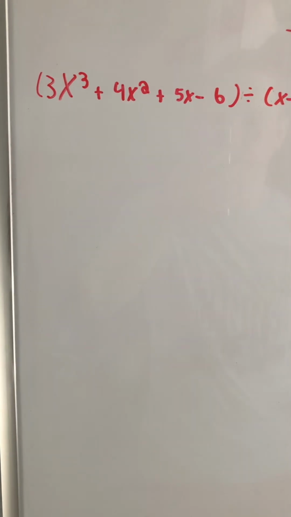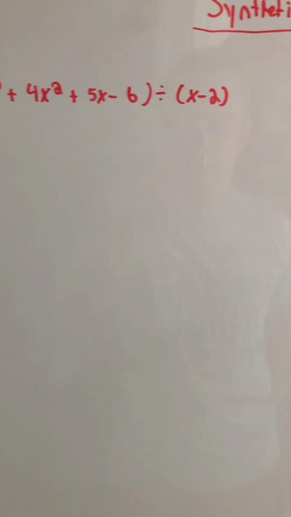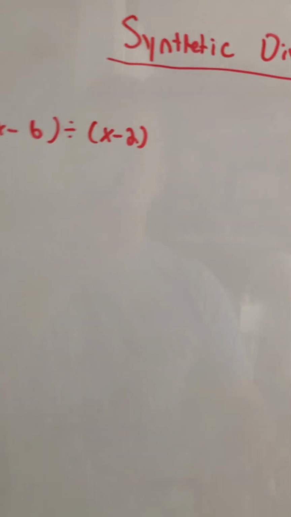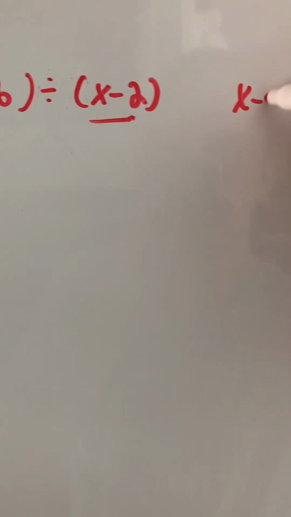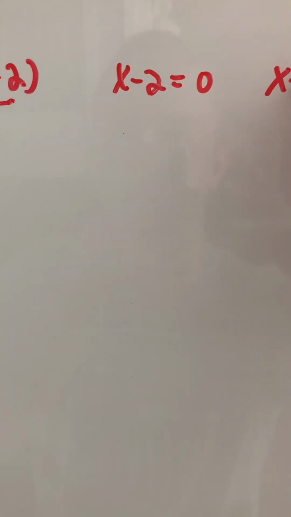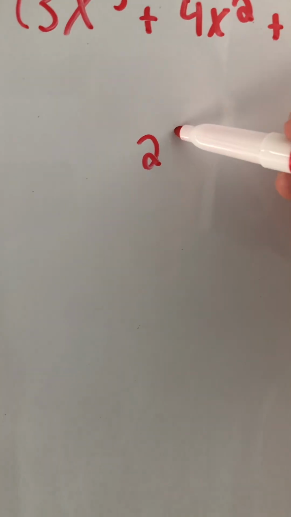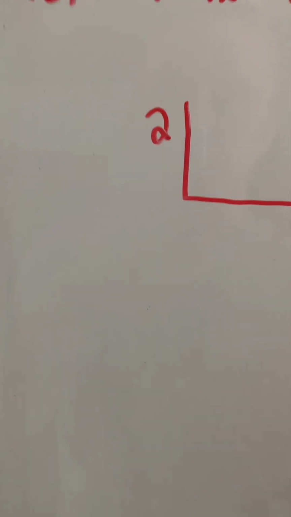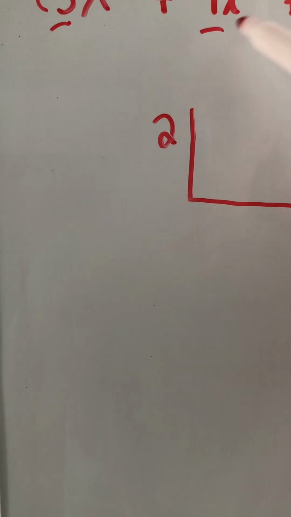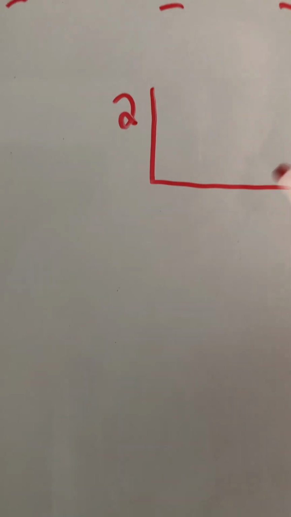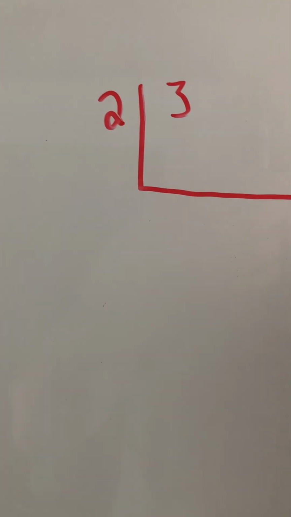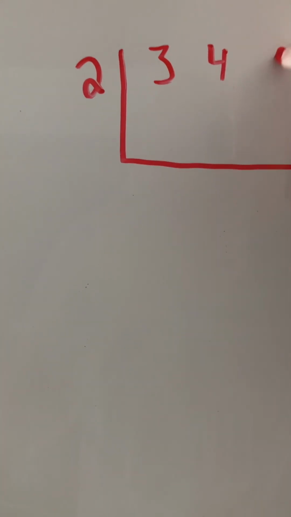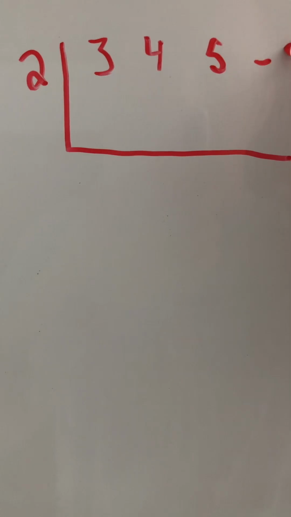Suppose you get a problem that looks like this: 3x cubed plus 4x squared plus 5x minus 6, divided by x minus 2. The first thing I'm going to do is take what's inside the parentheses and set it equal to 0. x minus 2 equals 0, so x is going to equal 2. I'll draw that here, and then draw the table. I put the numbers in front of the variables in the table: 3, the leading coefficient from the x cubed, a 4 in front of the x squared, 5, and a negative 6.